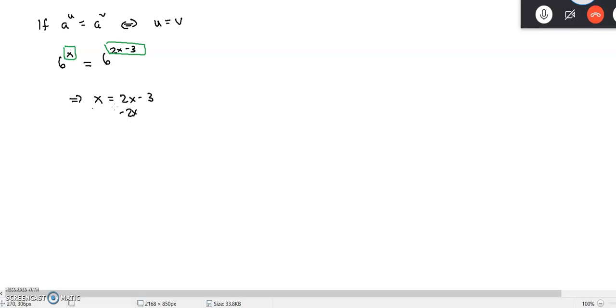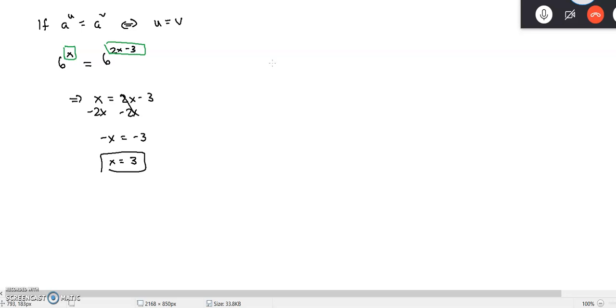So we can move this to the other side. We get negative x equals negative 3, which means x is 3. And you should be able to go back up to the original equation and check that. We've got 6 to the third equals 6 to the 6 minus 3, which is also 3. 6 to the third equals 6 to the third, and it checks out.